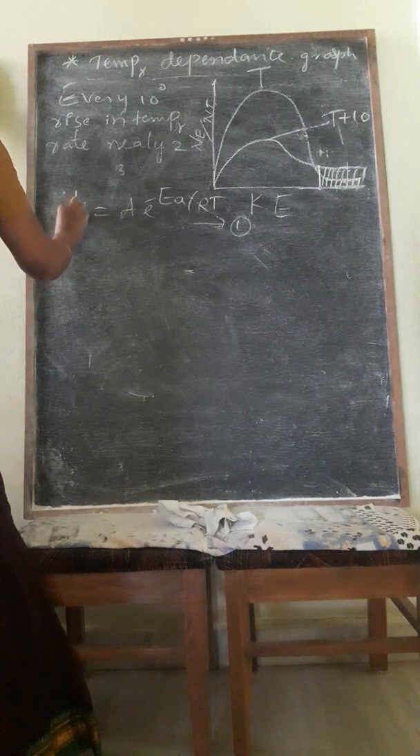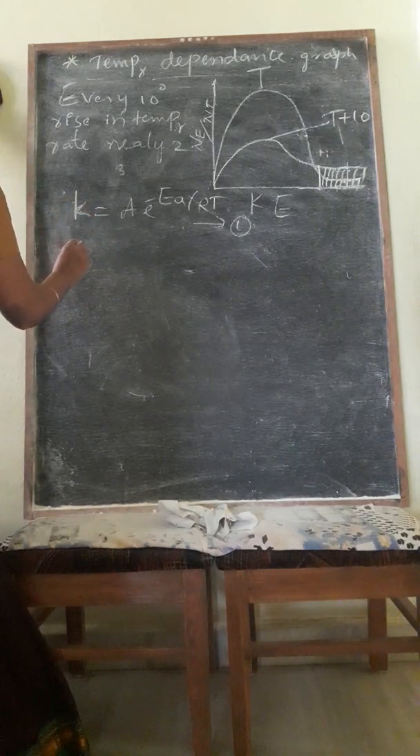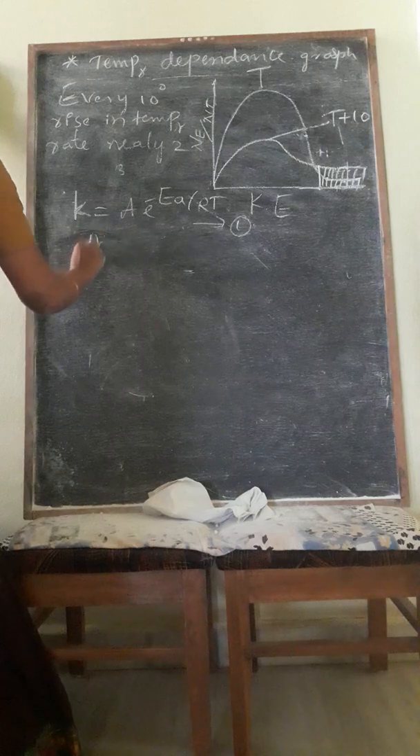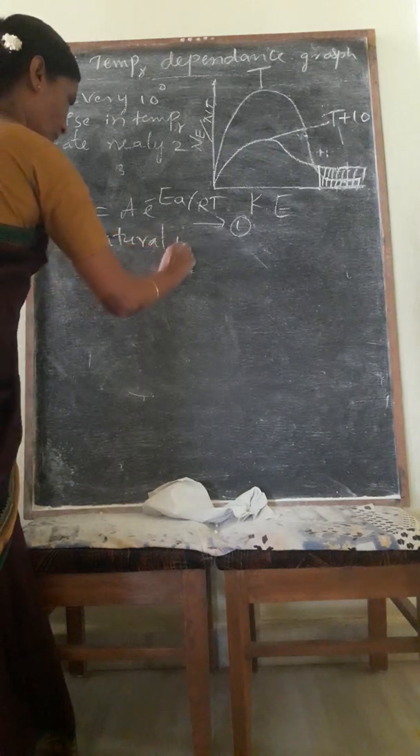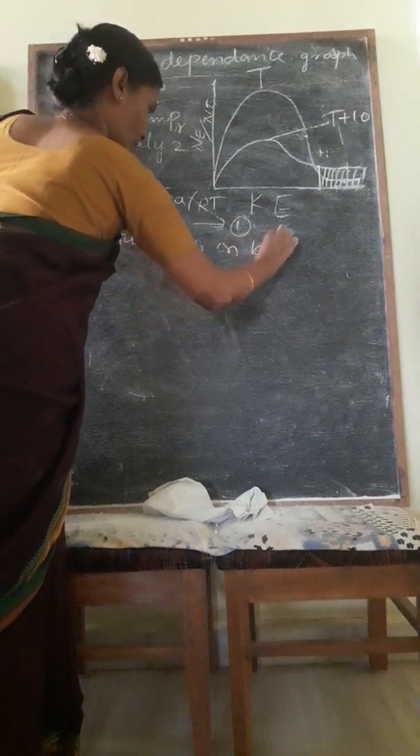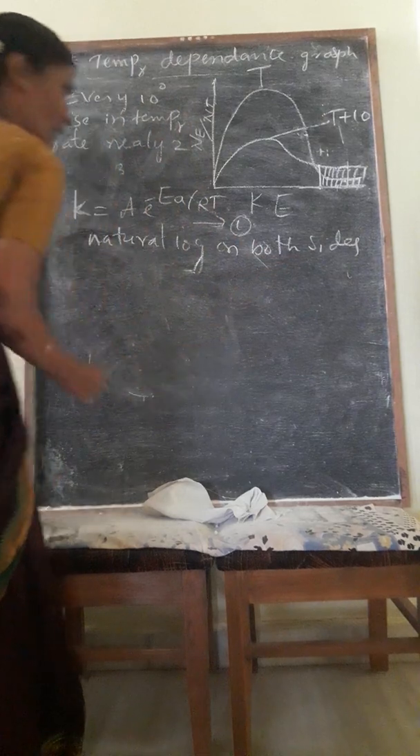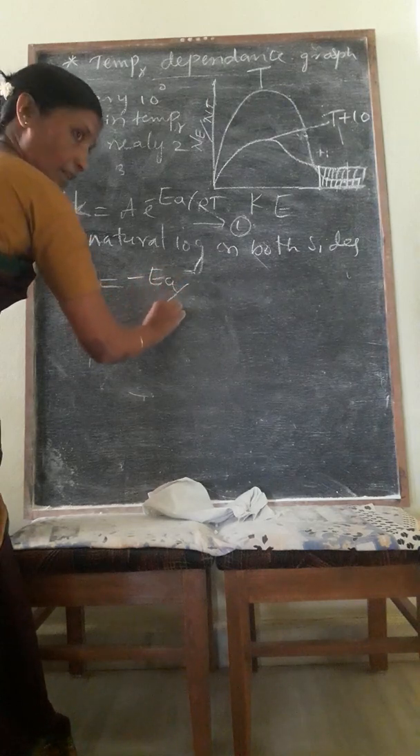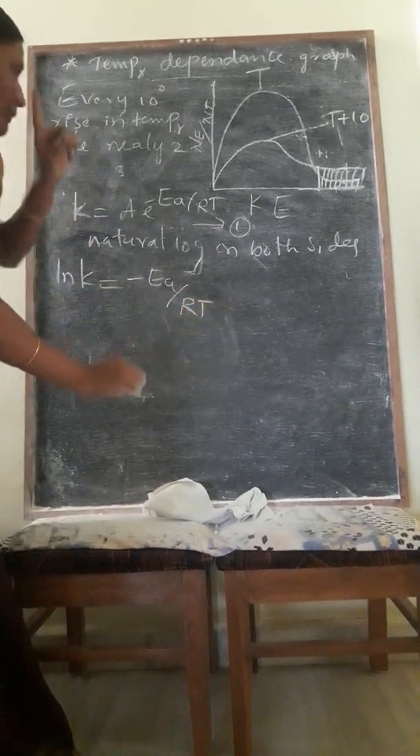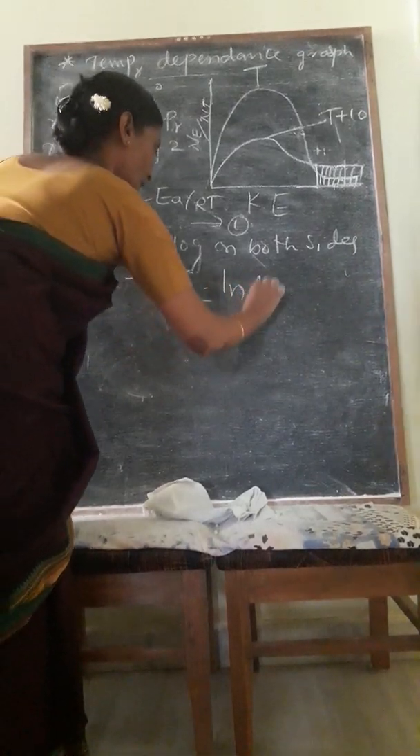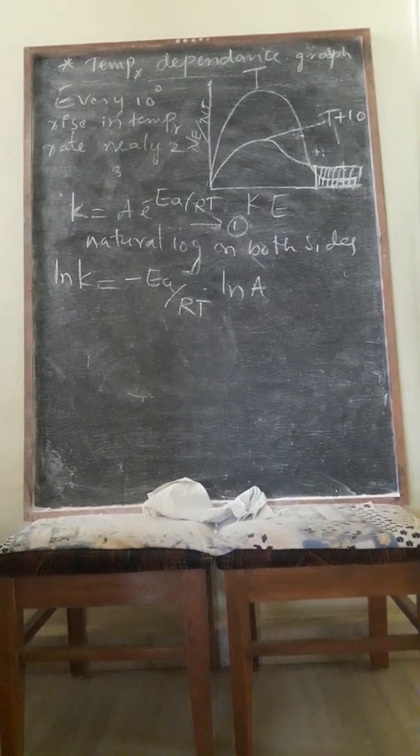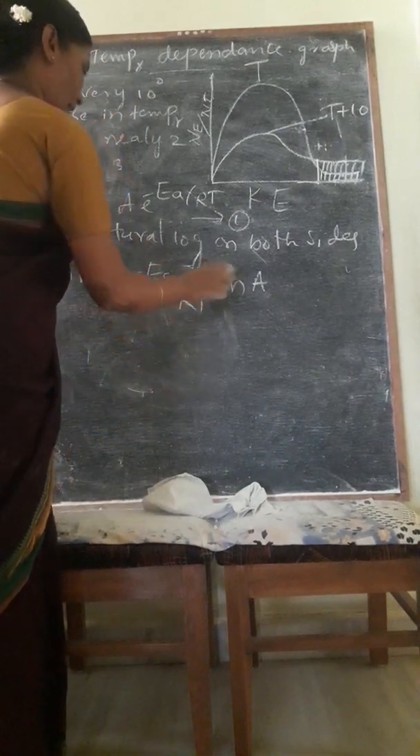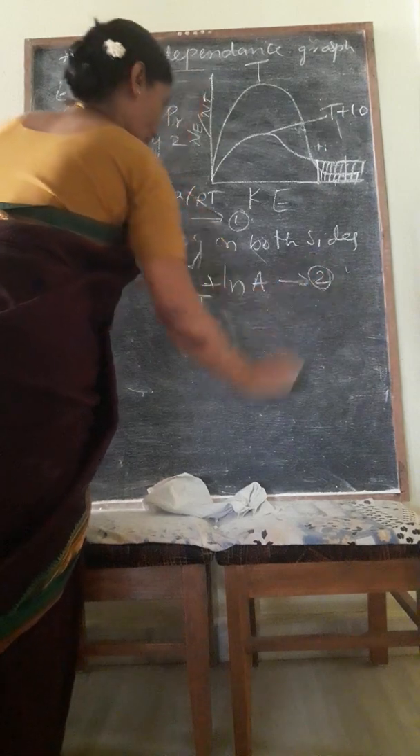Now I will take natural logarithm on both sides of this equation. That is, you have to take natural log on both sides. ln k equals minus Ea divided by RT plus ln A. So this is the second type of equation.